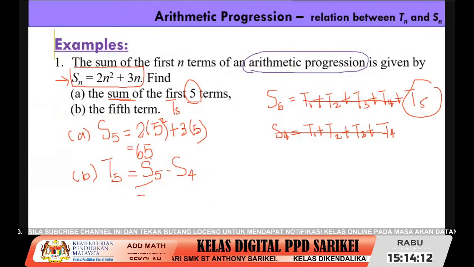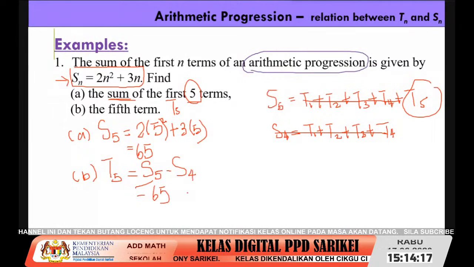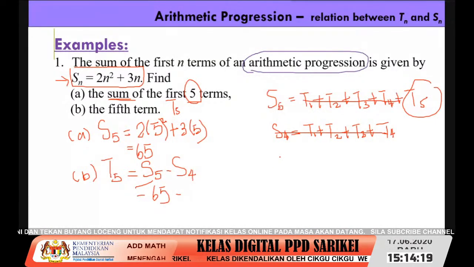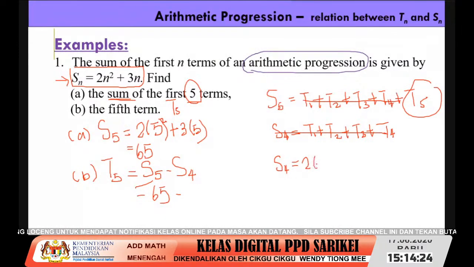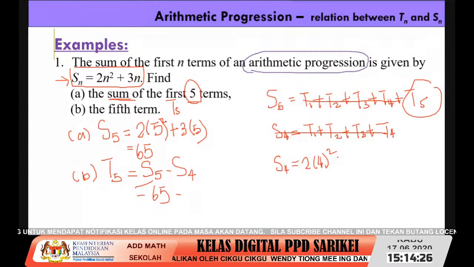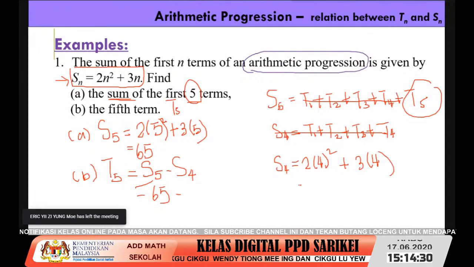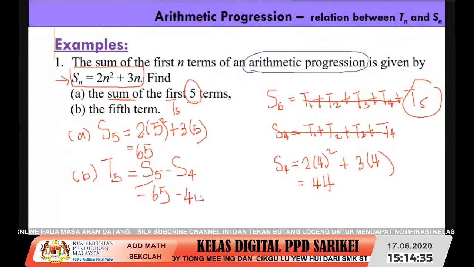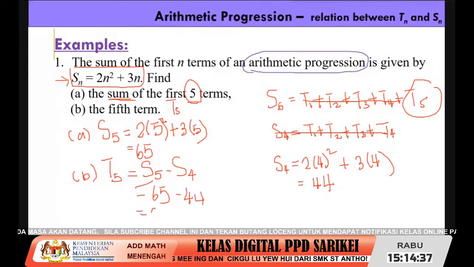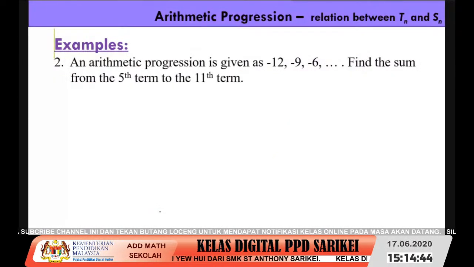Okay, S5 we find out in part A is 65 minus S4. So S4 we have to find ourselves by substituting into the formula, 2 times 4 squared plus 3 times 4. Okay, so the answer is 44. 65 minus 44 equal to 21. Okay, this is a way. Okay, next, our last example.